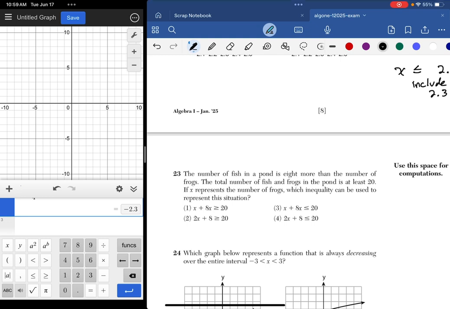Number 23, the number of fish in a pond is 8 more than the number of frogs. The total number of fish and frogs in a pond is at least 20. If x represents the number of frogs, which inequality can be used to represent this situation? All right, so let x equal the number of frogs. The number of fish is 8 more than the number of frogs, so x plus 8 is equal to the number of fish. Put them together and it's going to be at least 20.